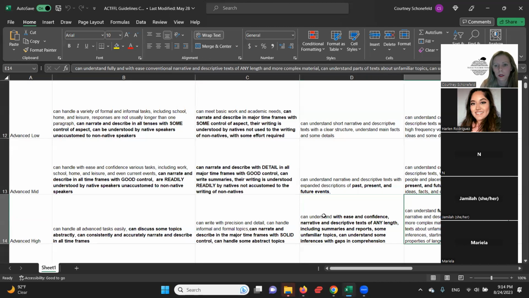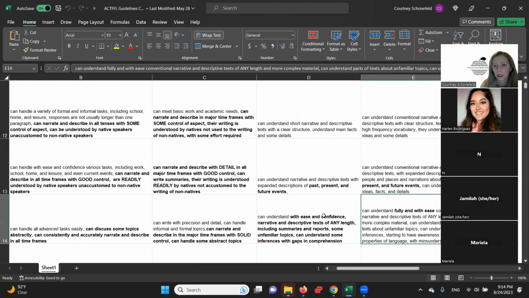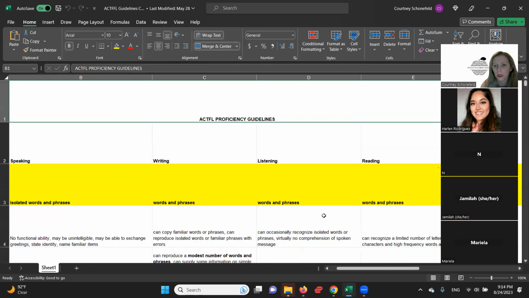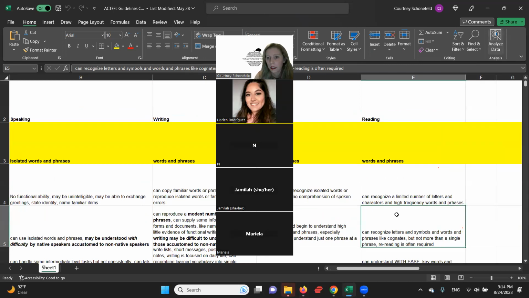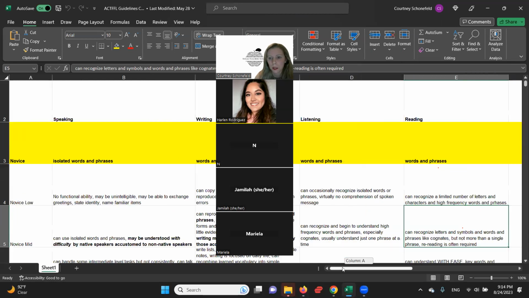So that's, we're done with the first three. So now we have reading. They can recognize a limited number of letters and characters and high frequency words and phrases. This is for novice low, right? Just only letters and characters and high frequency words.